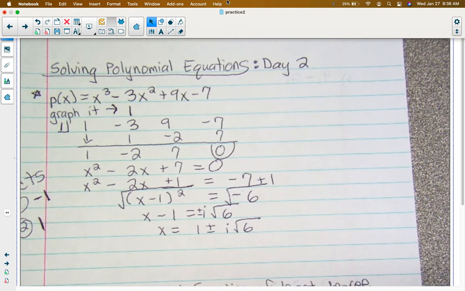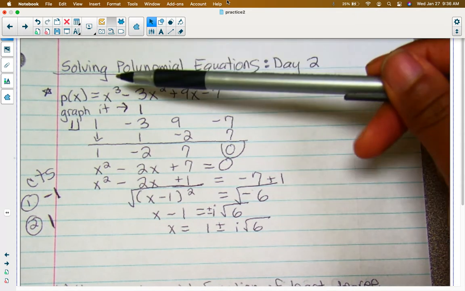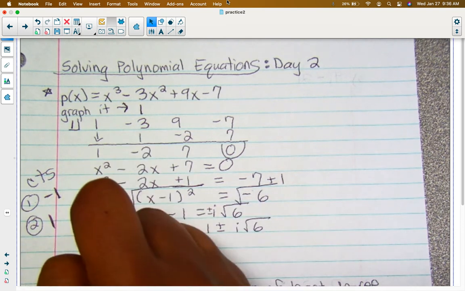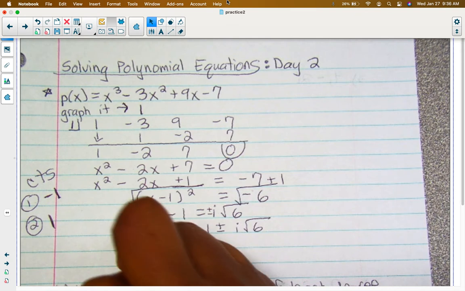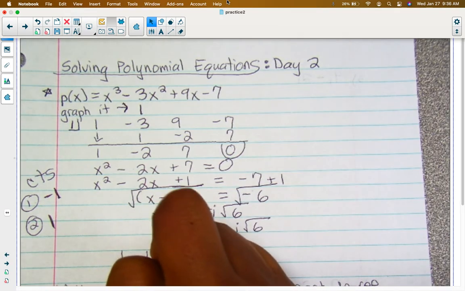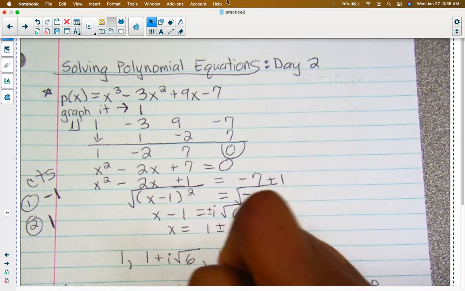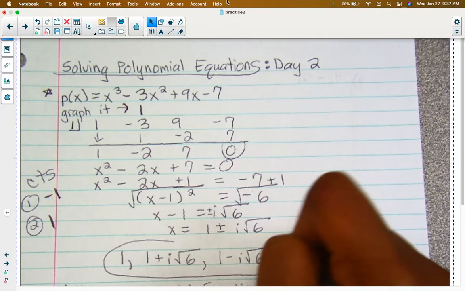So now we have all 3 answers that we're looking for. And I know I'm looking for 3 answers because my highest exponent is 3. So my 3 answers to this problem are 1, 1 plus i square root of 6, and 1 minus i square root of 6.